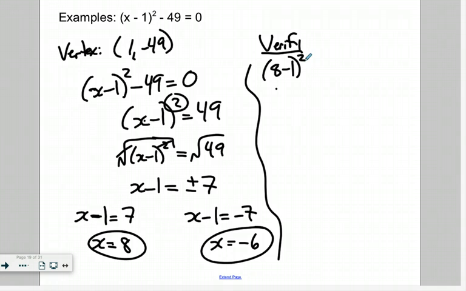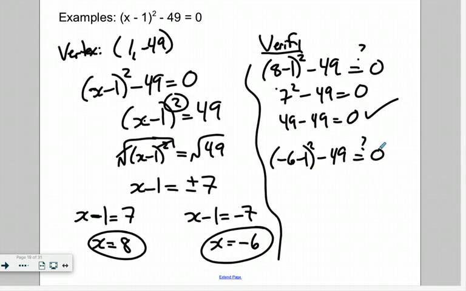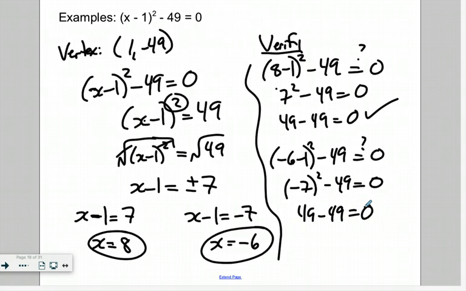8 minus 1 squared minus 49. Does it in fact equal 0? Well, that's 7 squared minus 49. Yes, so 49 minus 49, it does equal 0. You could do it with the negative 6 as well. Negative 6 minus 1 squared minus 49. Does it equal 0? Well, that's negative 7 squared minus 49 equals 0, and once again that's positive 49 minus positive 49 equals 0. So yes, it does work.